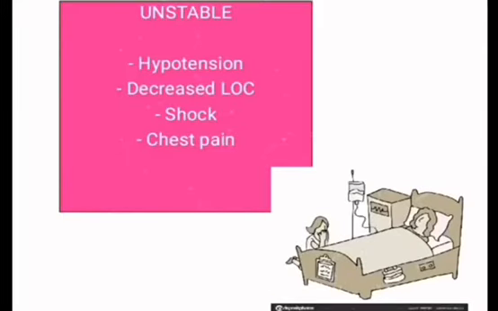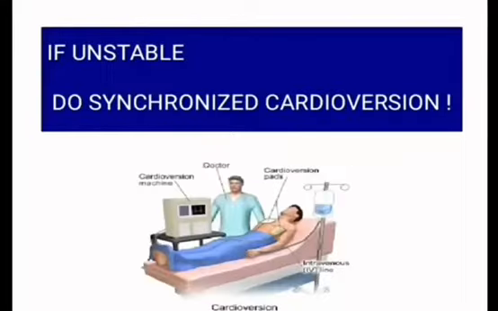If the patient is unstable with persistent tachyarrhythmia causing hypotension, decreased level of consciousness, shock, or chest pain, straight away do synchronized cardioversion. Remember, for an unstable patient we immediately do synchronized cardioversion.